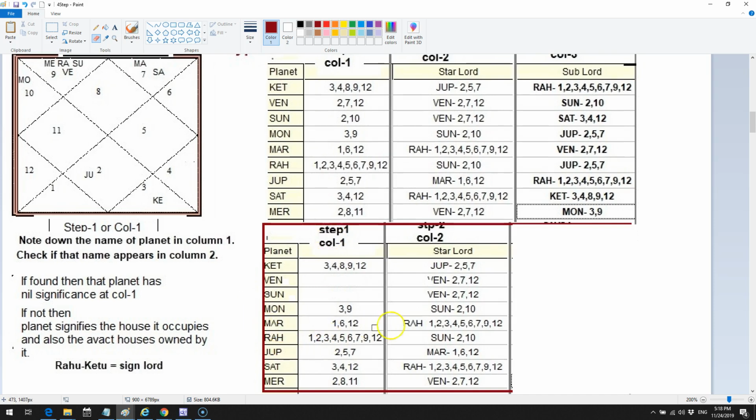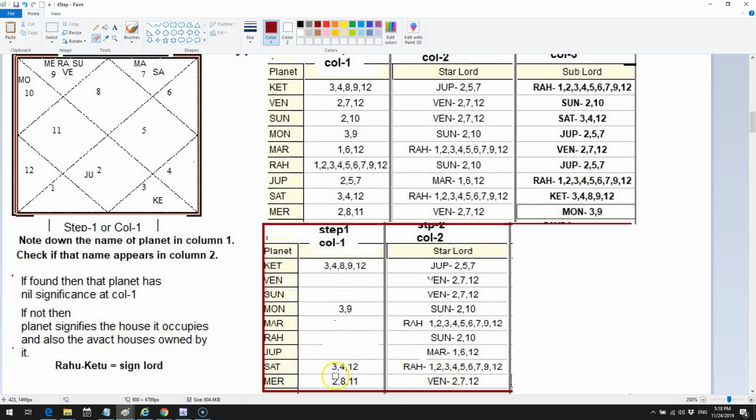Now let's look at Mars. You find Mars appearing over here, right? So we are going to remove Mars from here. And then Rahu is appearing over here, so we are going to remove Rahu from here. And then Jupiter. Jupiter is appearing over here, right? So we are going to remove Jupiter also. And Saturn, in column 2 we don't find Saturn.